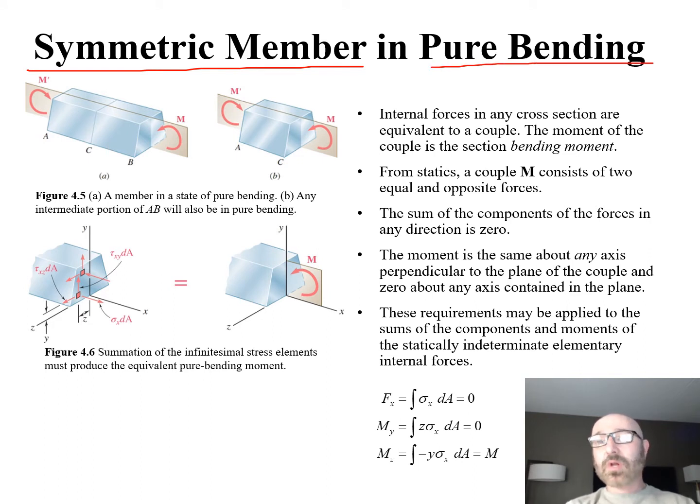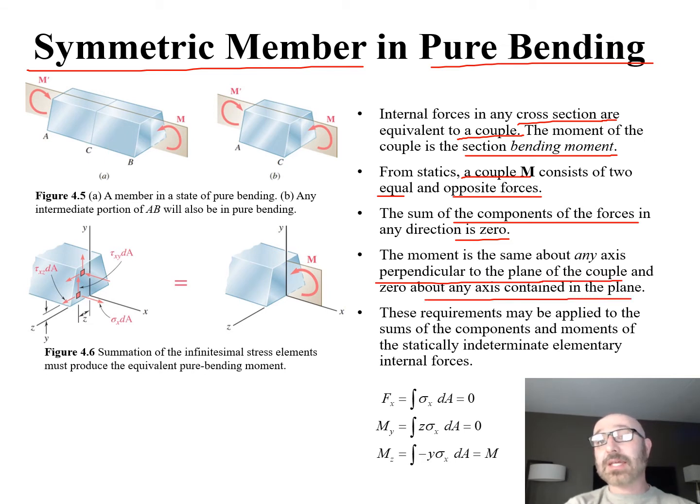So we have over here, we want to note that the internal forces of any cross section are equivalent to a couple. Now the moment of the couple is what's known as the section bending moment right there. Now from statics, we can recall that a couple M consists of 2 equal and opposite forces, and that the sum of the components of those forces in any direction is going to be equal to 0. Now this moment is going to be the same about any axis perpendicular to the plane of the couple and 0 about the axis contained in the plane.